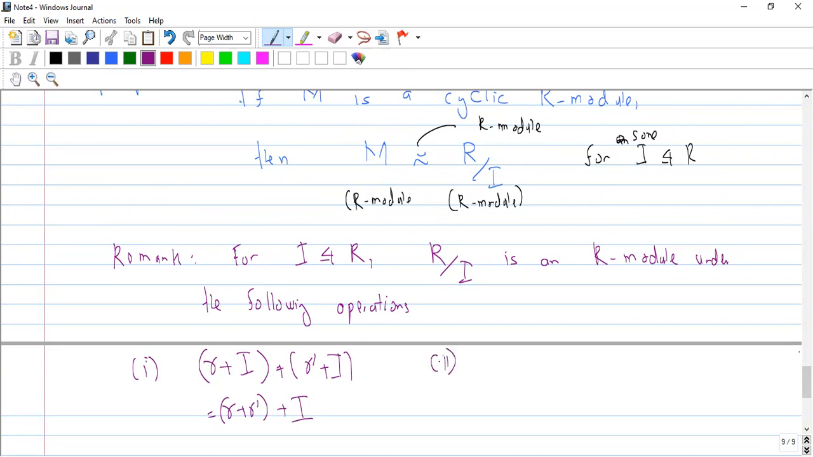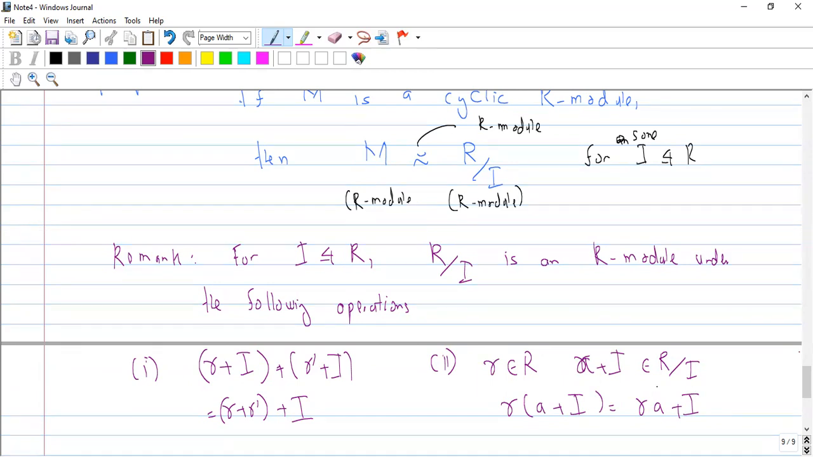But now how can we define scalar multiplication? If r is an element of R and a plus I is an element of R over I, then r times (a plus I) is just equal to ra plus I. So I will just multiply this scalar with this representative. Here a is an element of R, so ra is an element of R. So ra plus I is an element of R over I.